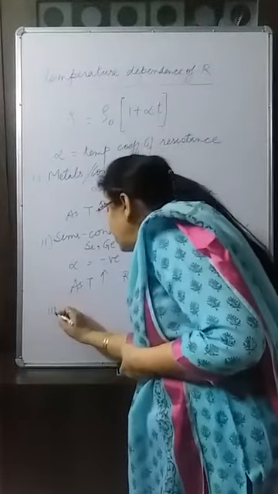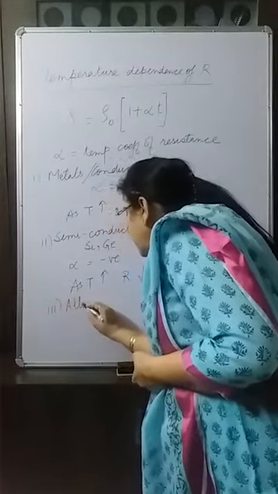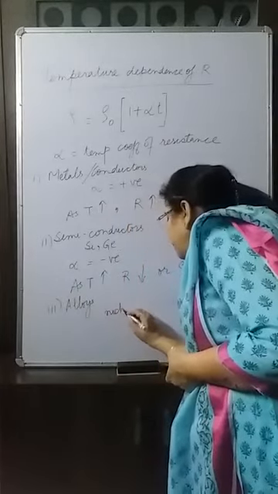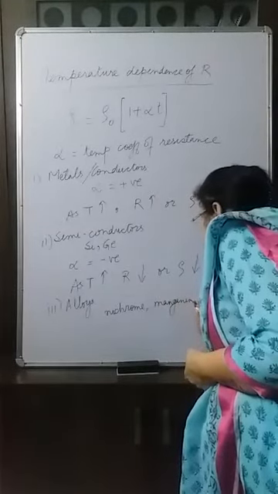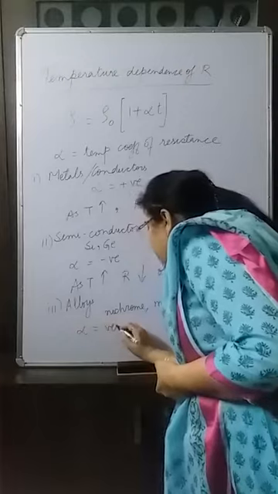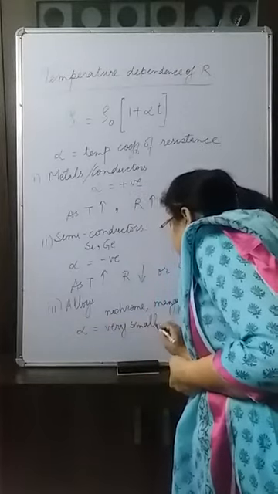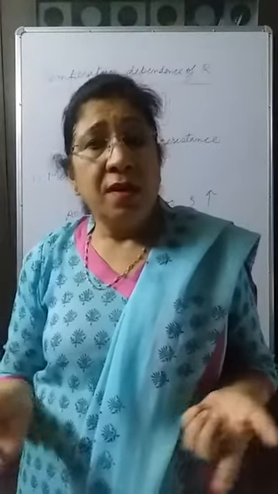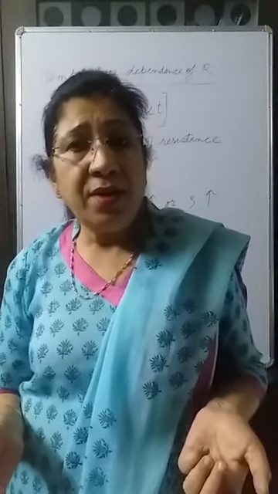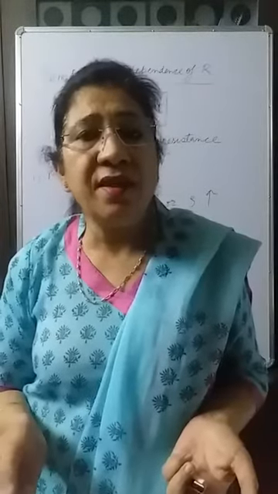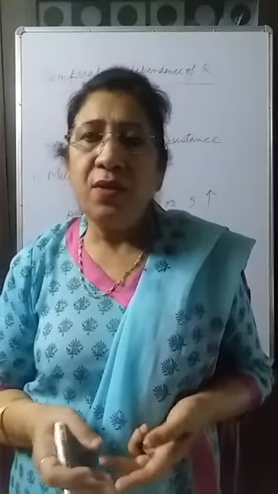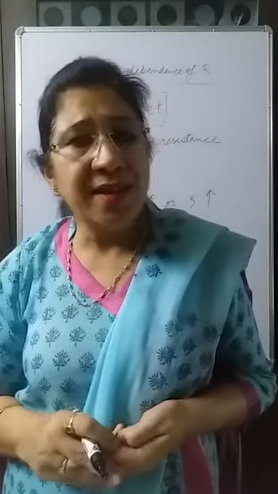And if we talk about alloys such as nichrome, manganese, they have alpha very small. The value of temperature coefficient of resistance for alloys is very small. This means that since alpha is small, with change in temperature the variation in resistance is very less. The variation in resistivity is extremely less. So they can be used to manufacture standard resistances or standard resistors.